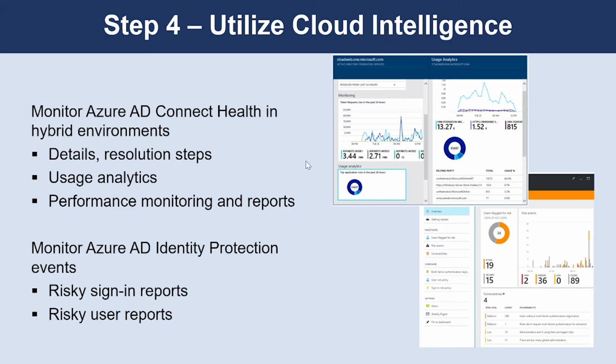So, a couple of ways you can use the cloud intelligence is to add Azure Monitor with Azure Active Directory and monitor Azure AD Connect Health in hybrid environments. Additionally, you can monitor Azure AD Identity Protection events as well, which will give you two important reports: risky sign-in reports and risky user reports.